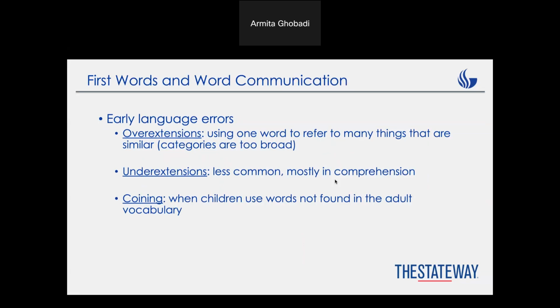Let's say, for example, X. So they just use X for some objects. This is going to be coining. They're going to create one category or one word that is not actually available out there, and they're going to use that all the time.